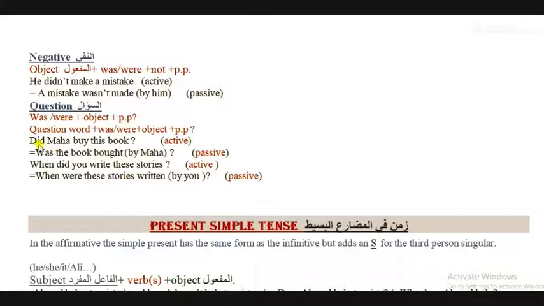Did Maha buy this book? Change into passive: Was the book bought by Maha? When did you write these stories? When were these stories written by you?